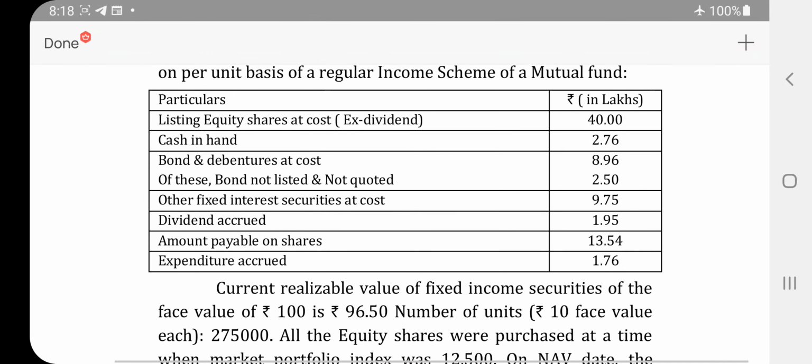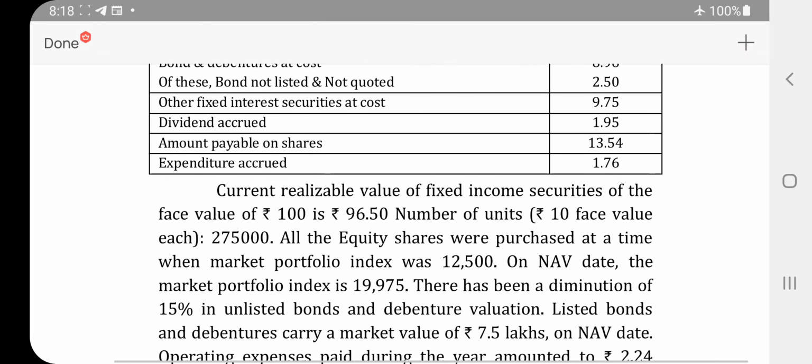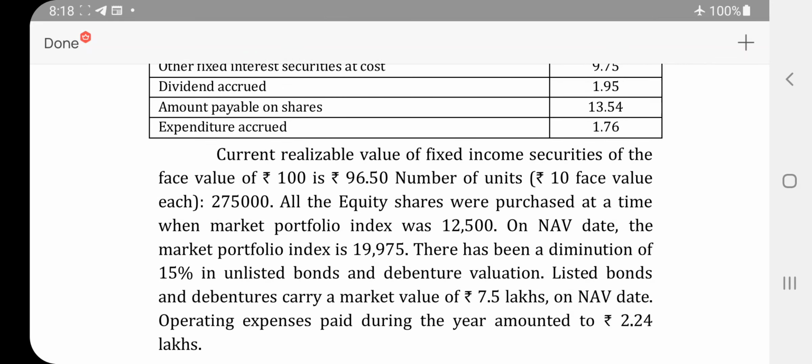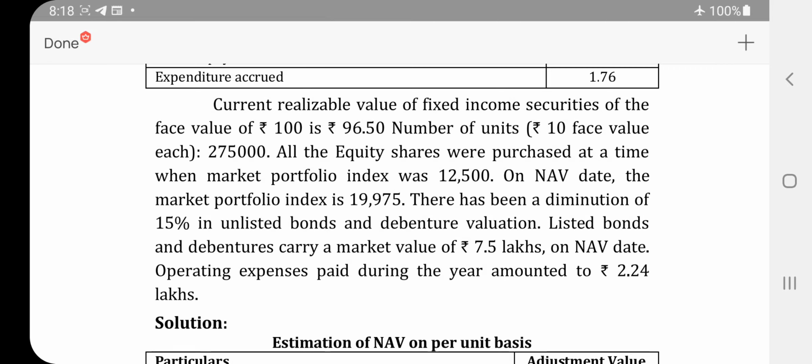How much is it? For the unlisted bonds, not listed and not quoted, 2.50, we need to deduct 15%. That diminution of 15% in the unlisted bonds and debentures valuation we need to calculate while solving the problem. Listed bonds and debentures carry a market value of rupees 7.5 lakhs. So whatever the listed bonds and debentures are, they carry a market value of rupees 7.5 lakhs.